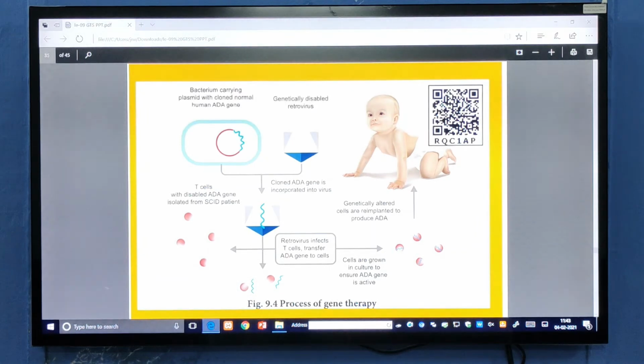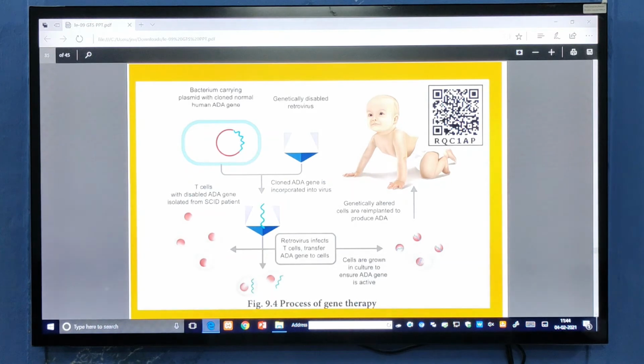So, you can see the structure from the bacterium, plasmid, a part is removed and there the insertion is done for the ADA gene and then it is introduced into the retrovirus, their cloning is done. After that, it is inserted into the normal lymphocytes, then it is manipulated and that is given as the genetically altered cells, re-implanted to produce ADA in the person who is affected with SCID.